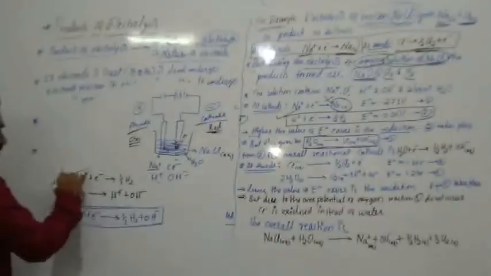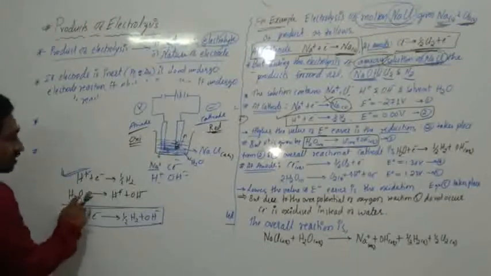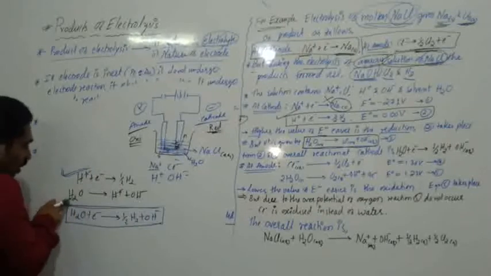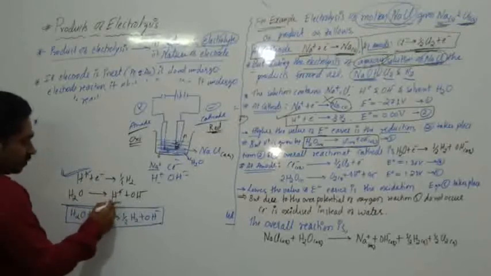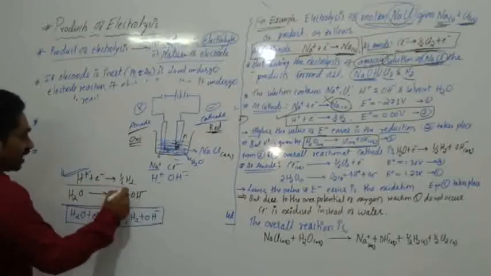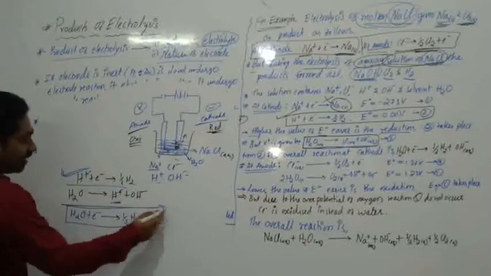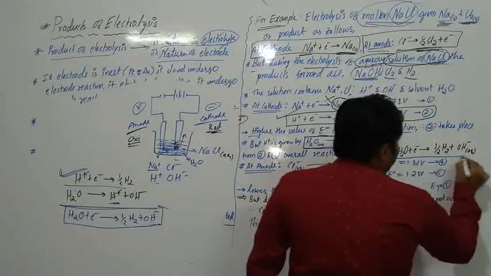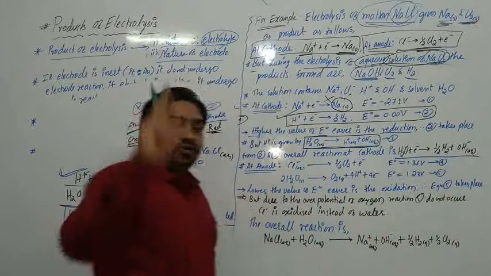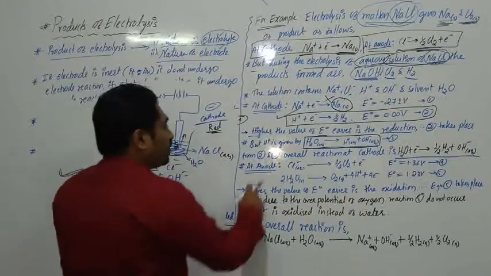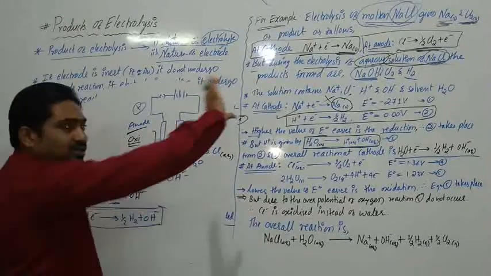Actually, this reaction takes place at the surface of the cathode. Here, the dissociation takes place in the solution, and when water undergoes dissociation, it gives H plus, and these H plus ions undergo reduction at the surface of the cathode. So the overall reaction can be written like this: water plus electron gives hydrogen gas and OH minus ions. So this is the story at the cathode.